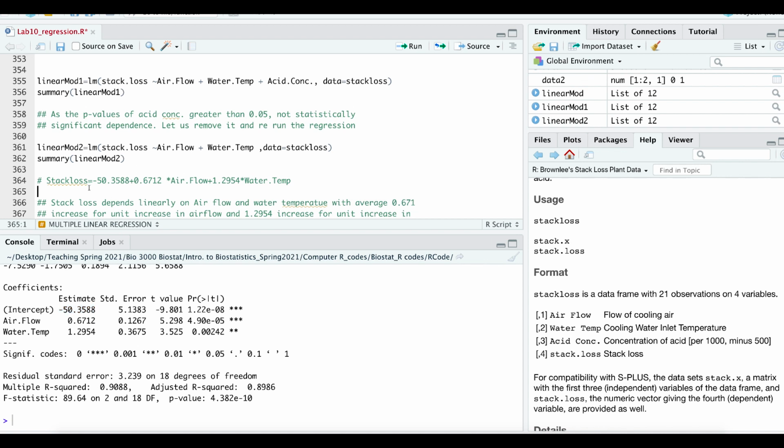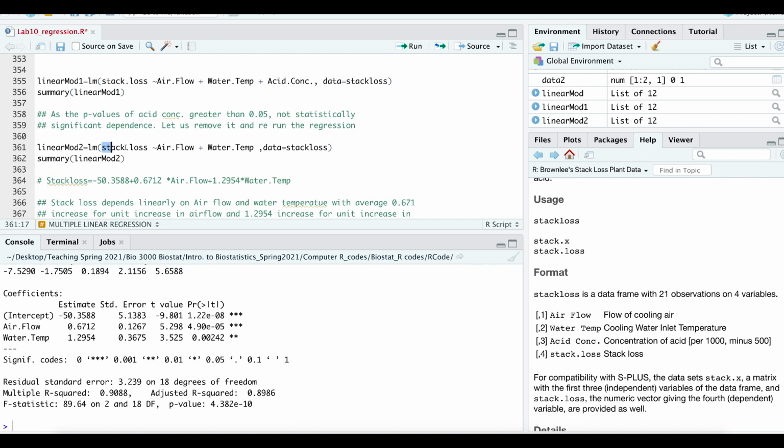Why? Because look at this, stack loss is y. This is the y variable. These are x1, x2, like that. You see that stack loss equals a plus b1x1 plus b2x2. This is a. If there was only one variable, then it would be y equals a plus bx. But there are two, so you have y equals a plus b1x1 plus b2x2. That's what you get.